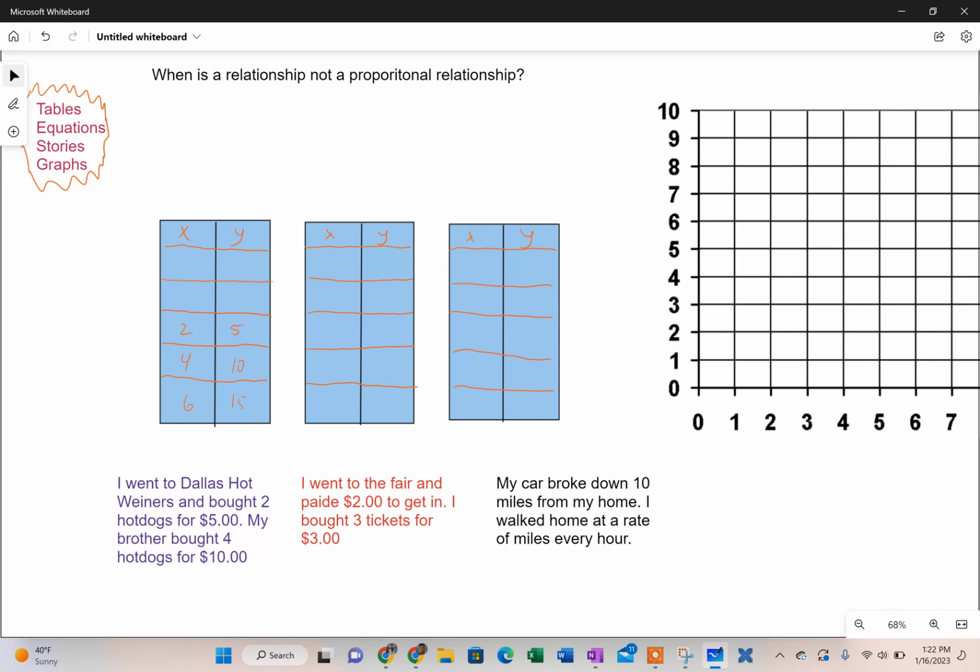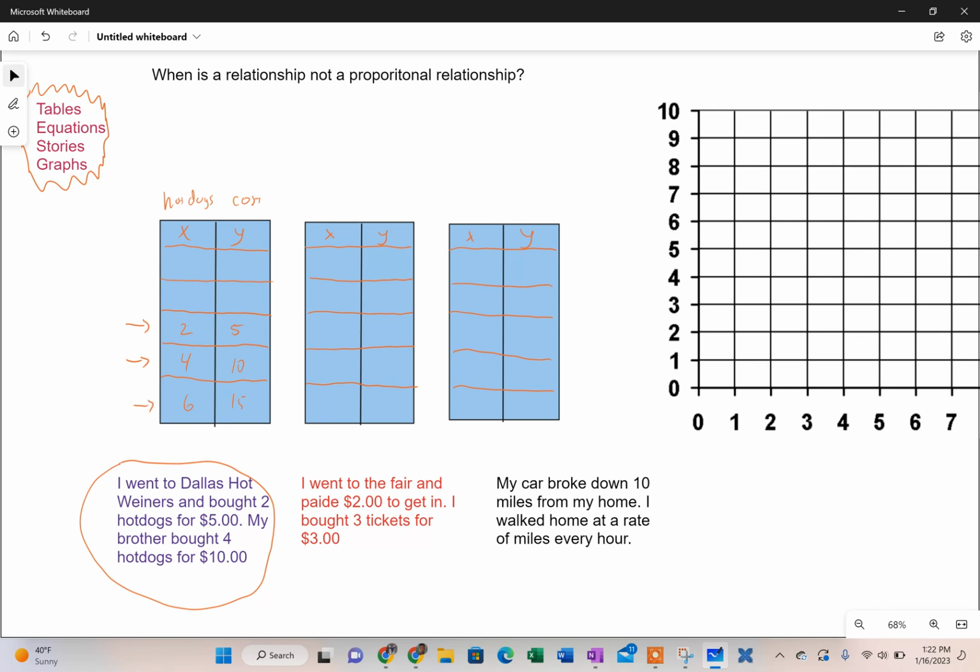So my first example, I'm going to start with my story here. I went to Dallas Hot Wieners and bought 2 hot dogs for $5. So you can see right here, this is my hot dogs, and this is the cost. My brother bought 4 hot dogs for $10. So if we were to buy 6 hot dogs, that would have cost us $15.